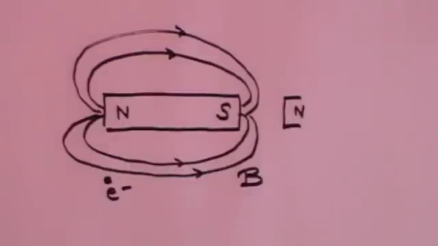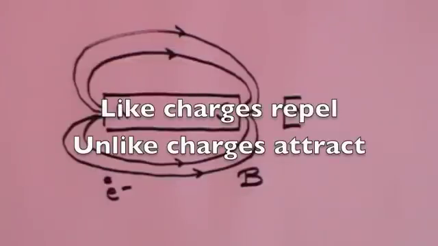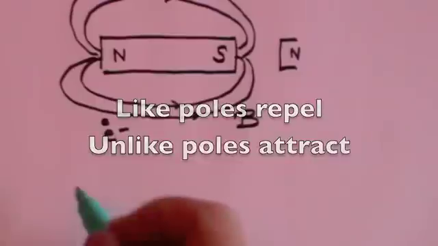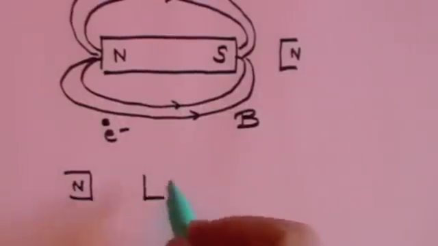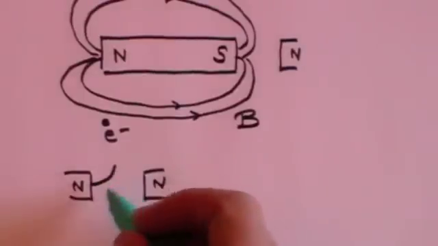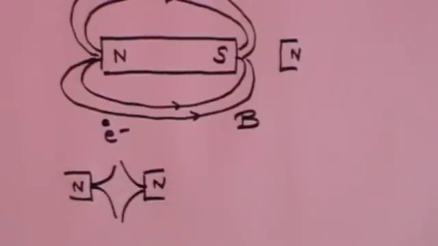Now, do you remember this statement? Like charges repel, unlike charges attract. We stated that in an earlier video about the way in which charges interact. You can replace charges with the word poles and then you get like poles repel, unlike poles attract. So what we're saying now is that if you bring two north poles together, or indeed two south poles, they are like poles, they will repel because their fields are pushing away from one another, and that creates a force that will cause those two poles to push apart.